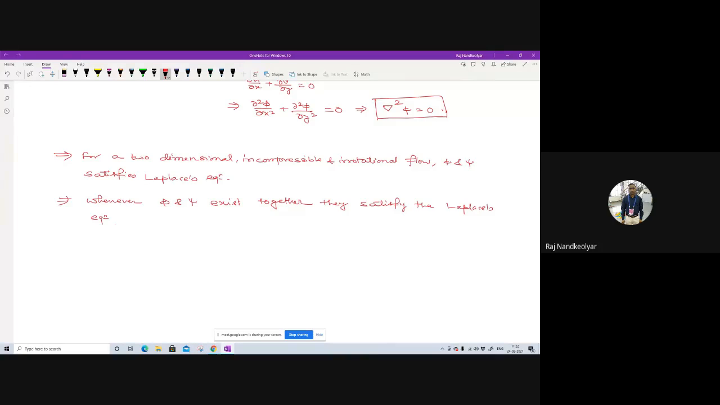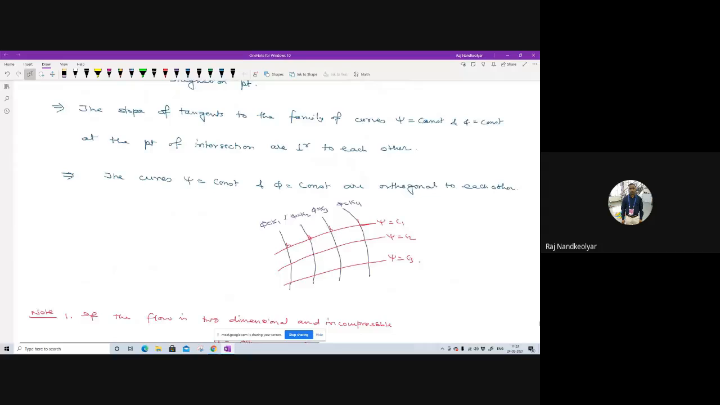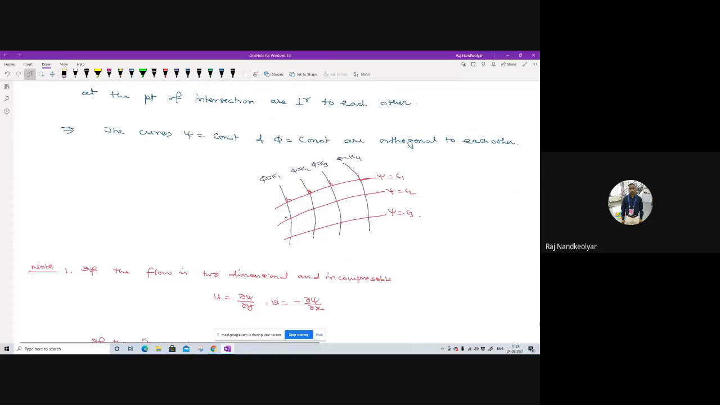Okay? They satisfy the Laplace's equation. I hope it is clear to everyone. Whenever phi and psi exist together, they satisfy Laplace's equation. And here it was that whenever phi and psi exist together, phi equal to constant and psi equal to constant are orthogonal to each other. So I hope it is clear to everyone. Any doubt in this? No sir.